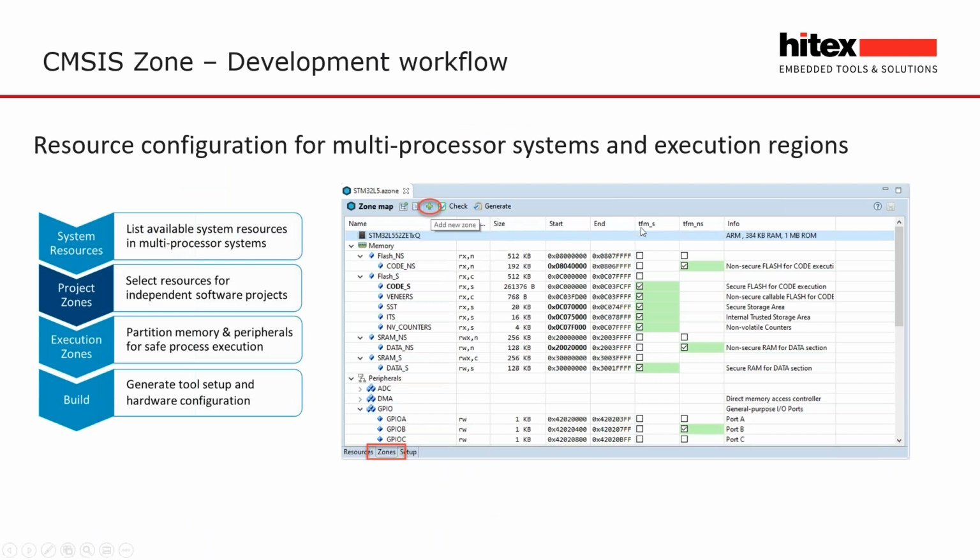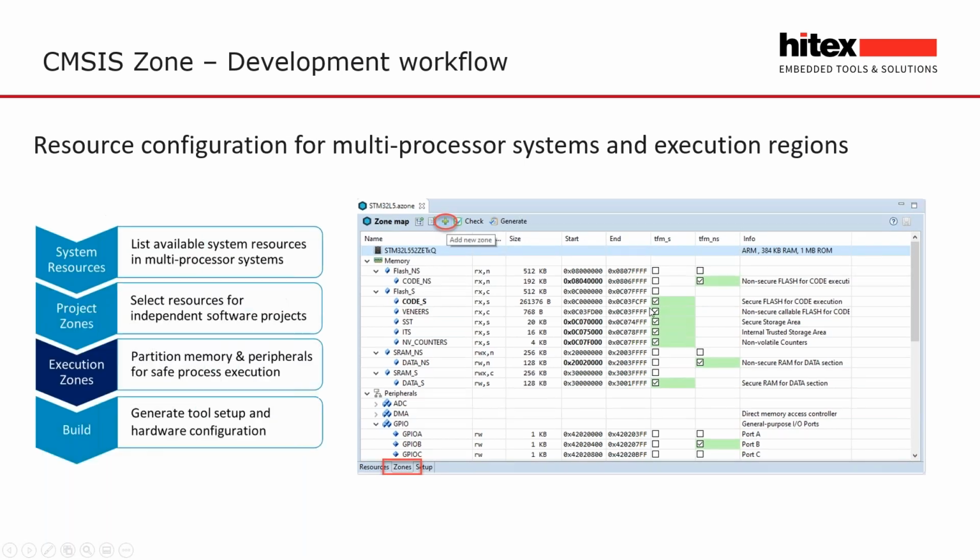Next, we can create new CMSIS zones. So here we have our secure world and our non-secure world, and we can start to add memory regions between the secure and non-secure region. We can also go down to the operating system. We can define threads. We can then allocate those memory regions as well.